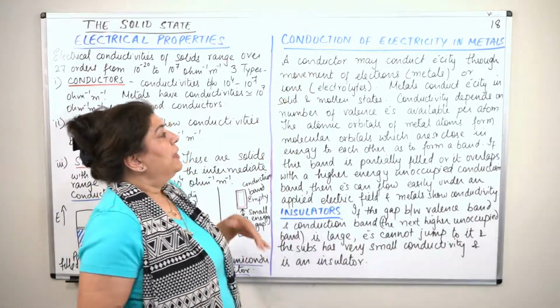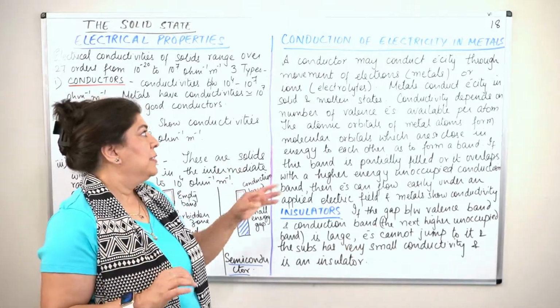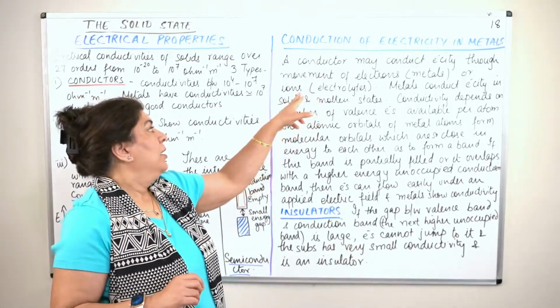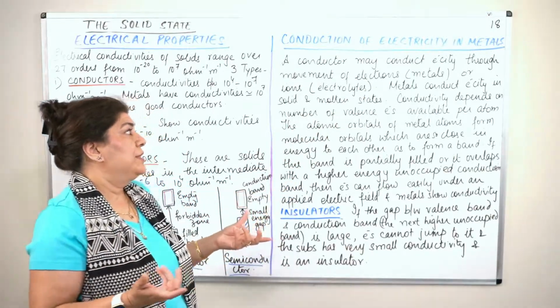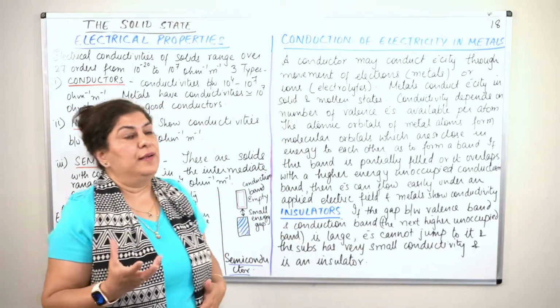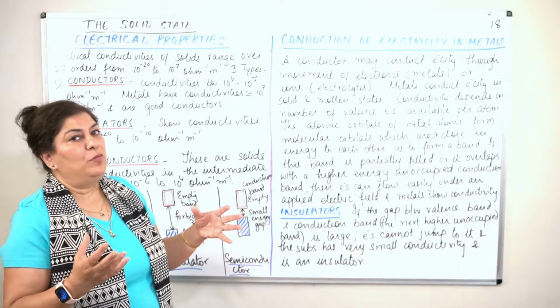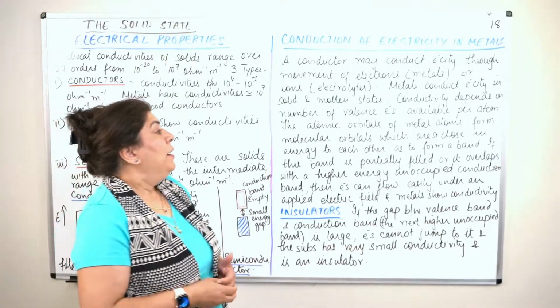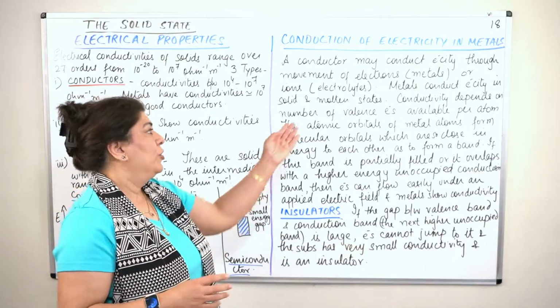A conductor may conduct electricity through the movement of electrons, as in metals, or ions, as in electrolytes. When ions move, they can also conduct electricity. That happens in electrolytes. And when electrons move and they conduct electricity, the example of that is metals. Metals conduct electricity both in the solid and the liquid, or molten, states.